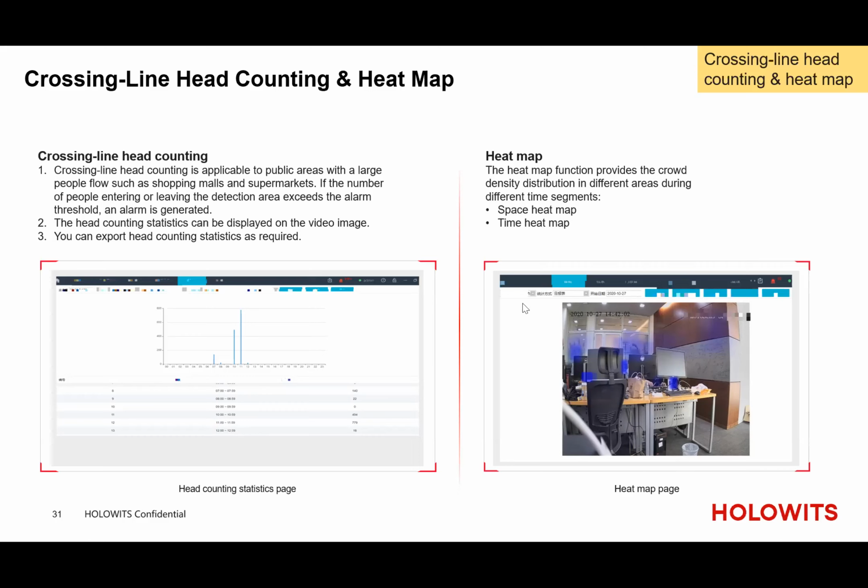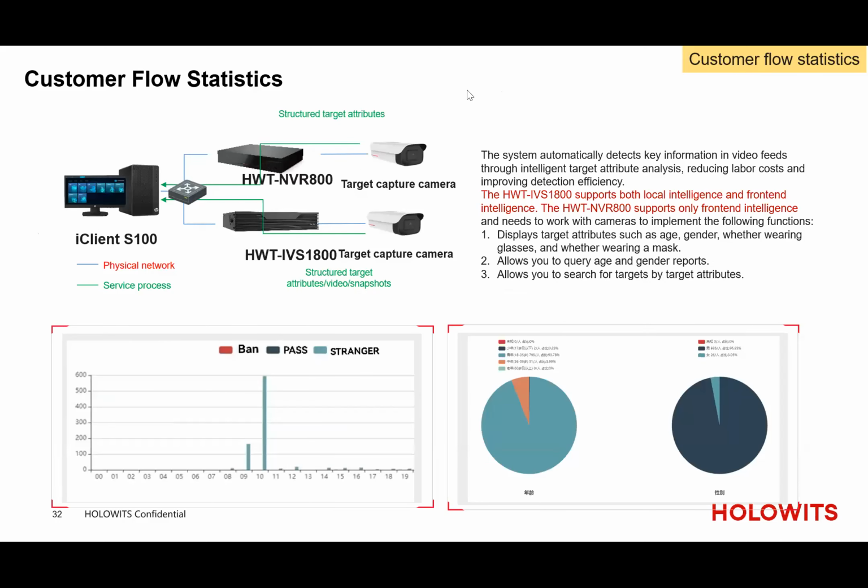This is the heat map and the head counting statistic page. For customer flow statistics, you can work with packet capture camera to collect some basic information of customer, such as the age and gender, which is actually an extension of face recognition.